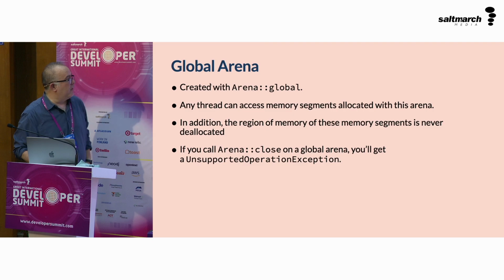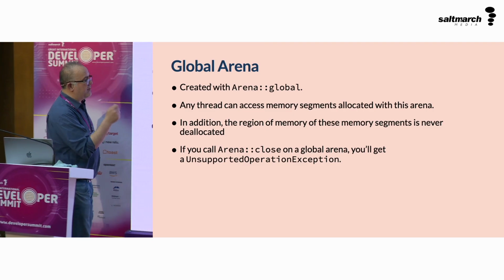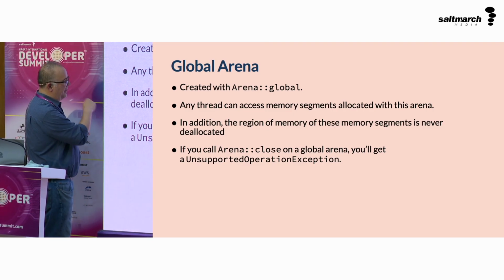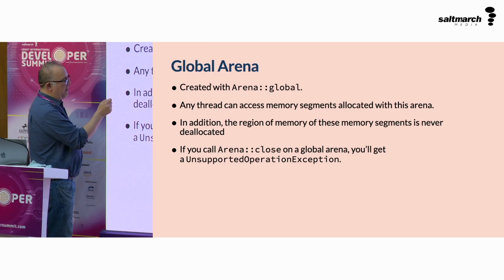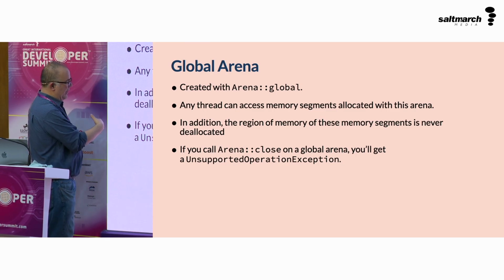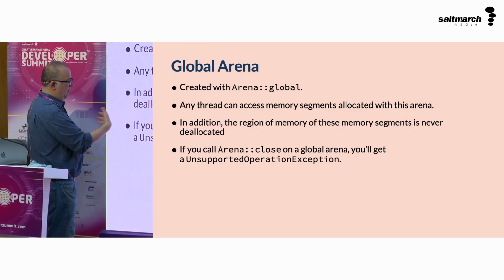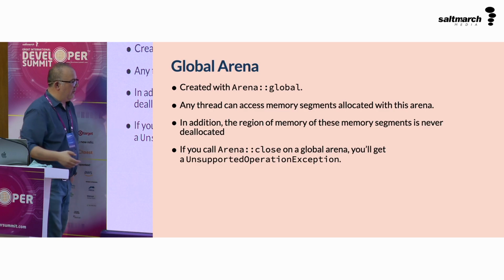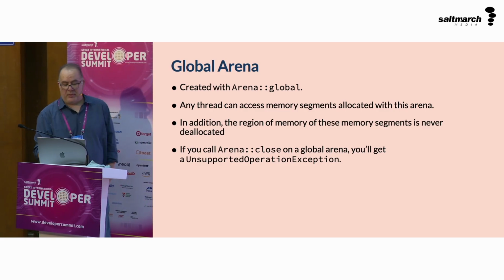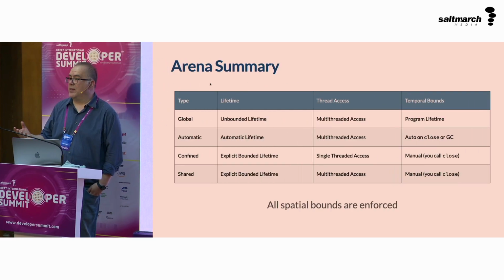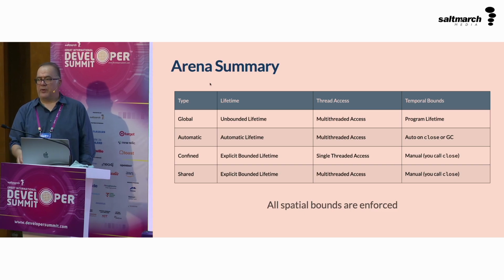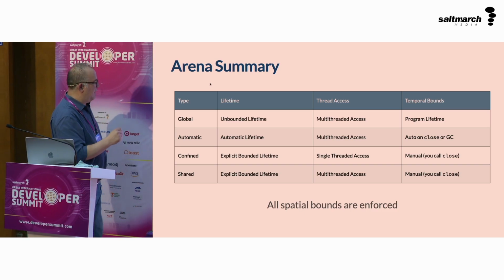All right, global arena is any thread can access this memory allocated with this arena. And in addition, the region of memory of these segments is never deallocated, so it's there forever. So if you close a global arena, you'll get an unsupported operation exception. So which one do you want to use? You have different choices that you can use, okay?